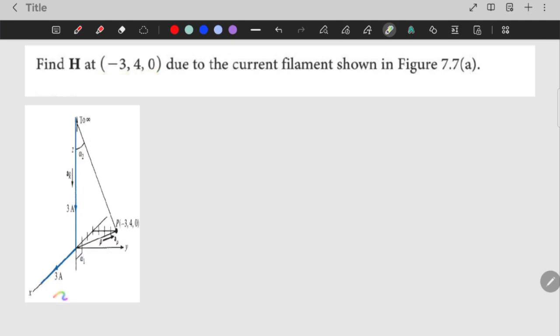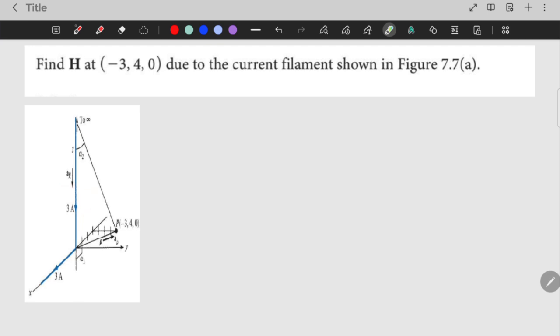In the diagram, you can observe that on the x-axis a current element is there from 0 to infinity, and on the z-axis also a current element is there, that is from infinity to 0. So two current elements are there. We can find the two magnetic field intensities individually and we need to add them. So first I will take the x-axis current element. Then we'll calculate the magnetic field due to the z-axis current element.